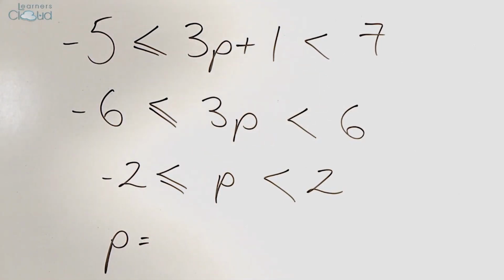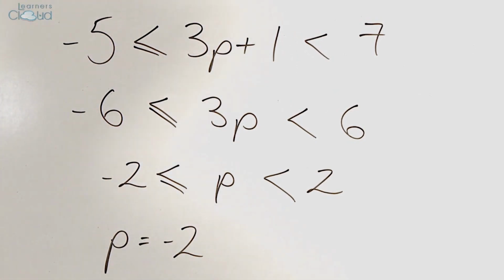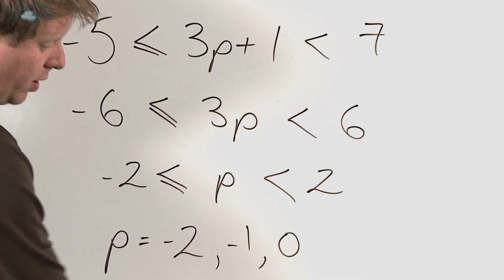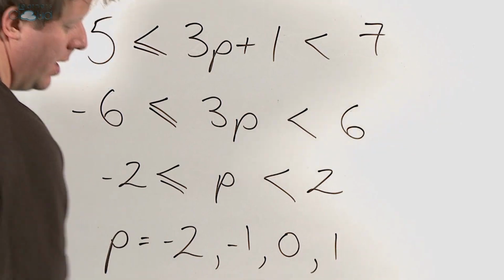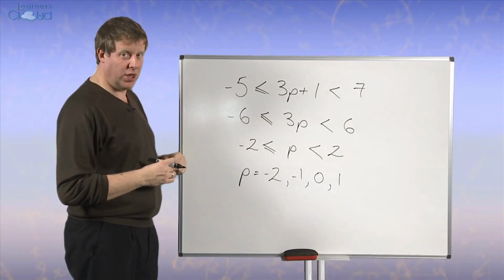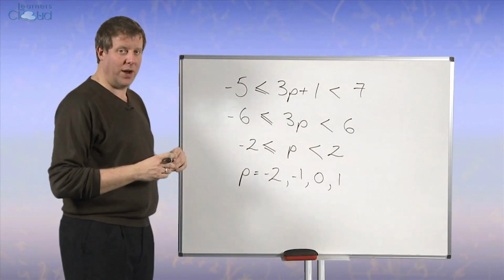Our values for p would be minus 2, because remember that inequality shows us we're allowed to include that number, minus 1, 0, and 1. We're not allowed to include 2 as an integer solution, and hopefully you can see why, because we don't have the additional line on our inequality there.